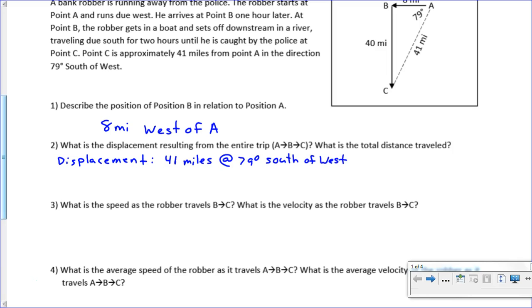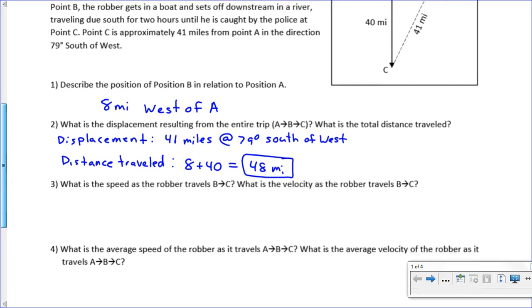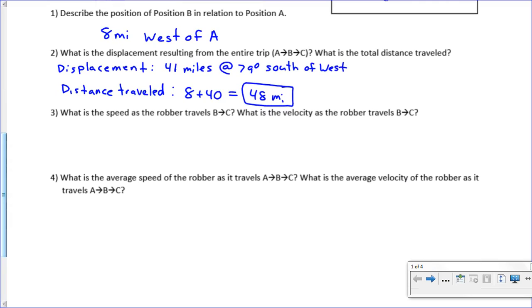The total distance traveled is a scalar. It means there's no direction associated with distance traveled, so you just look at the path and count up the total amount of distance traveled. So for distance traveled, you add up the two legs of this path. It goes 8 miles and then it goes 40 miles, so we do 8 plus 40, which equals 48 miles. That's how that one goes. No direction associated with distance traveled.